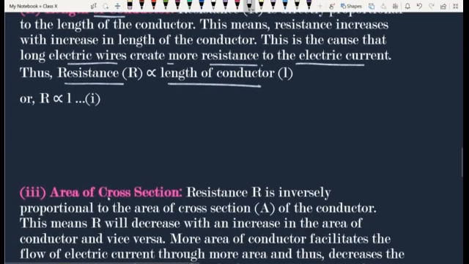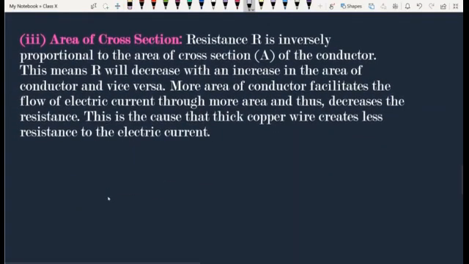One more thing, area of cross section, which we have already discussed. The resistance is inversely proportional to the area of cross section. This means resistance will decrease with an increase in the area of the conductor and vice versa. More area of a conductor facilitates the flow of electric current through more area and thus decreases the resistance, because a larger area provides more place for electrons to flow. This is the reason that a thick copper wire creates less resistance to the electric current.